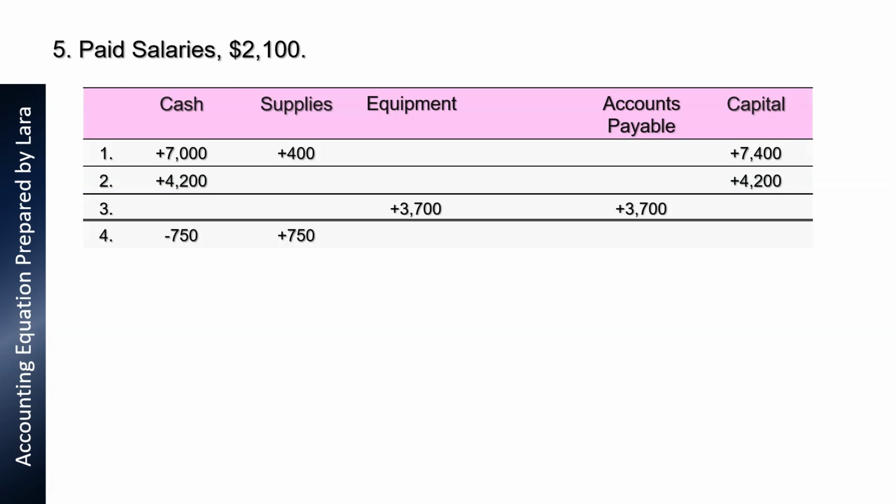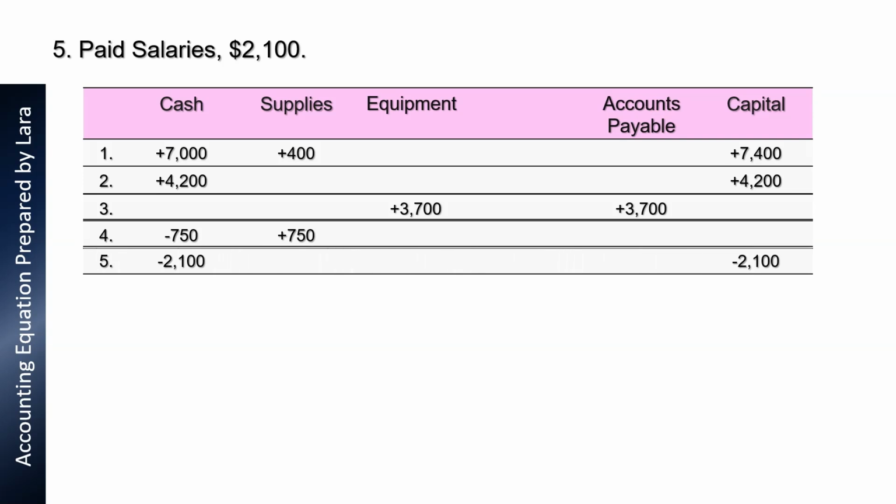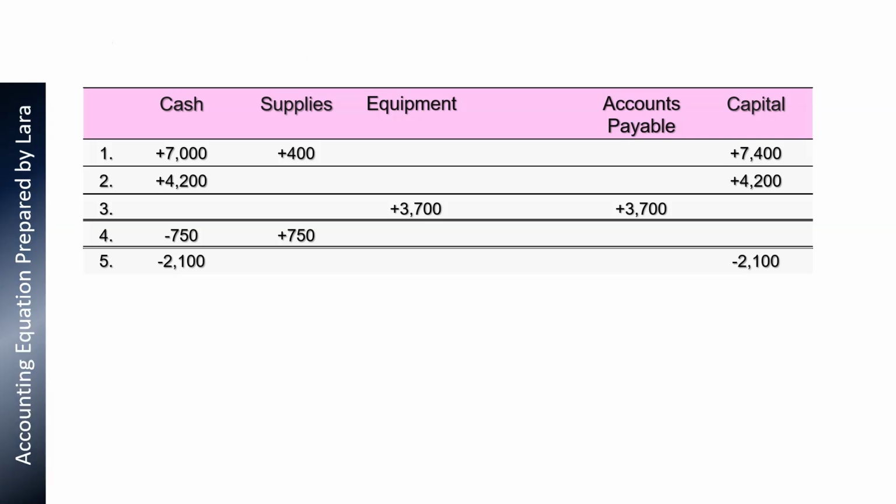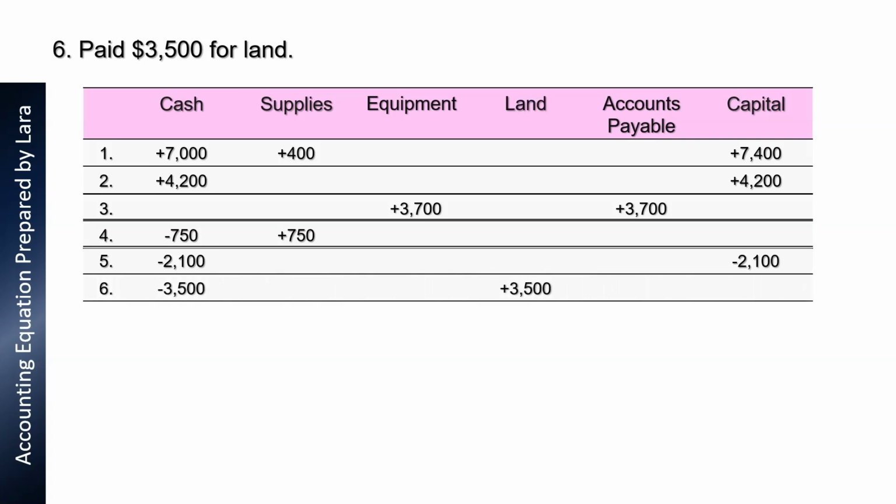Miss Nadia paid salaries of $2,100. The effect is cash decreases by $2,100 and owner's equity decreases by the same amount. Miss Nadia paid $3,500 for land. Consequently, cash decreases by $3,500 and land increases by $3,500.